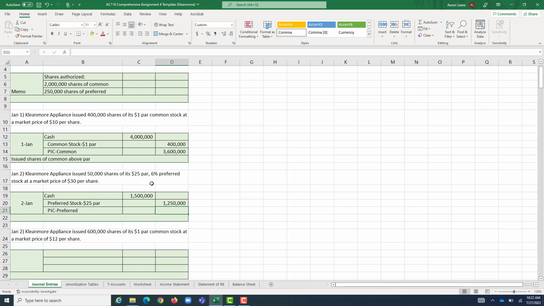Math tells us, therefore, that our pick preferred, that our investors paid $250,000 more than par value in order to acquire the stock. Let's prove it mathematically by typing in equals the 50,000 that we had times the difference between the price that we issued for, our market price, and the par value. 30 minus 25. Again, in parentheses, they're paying an extra $5 per share for each of those 50,000 shares, and 50,000 times that $5 difference is the $250,000 that we need. So our debits equal our credits. We're good to go on that entry. All we got to do is write that we issued shares of preferred above par.